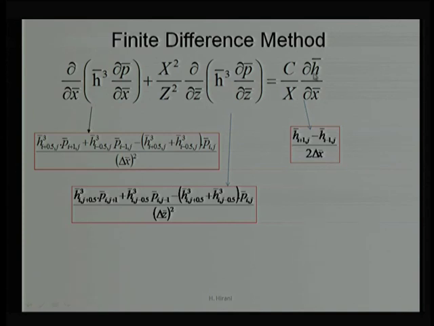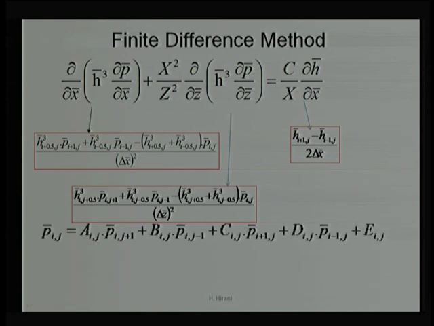And the last term is also by the central difference method. The partial derivative of h with respect to x can be simply represented by 2 nodes. The middle node we are not using in this case, only h i plus 1 and h i minus 1, and i represents the x direction in this case. So, we require 2 nodes to evaluate this gradient.